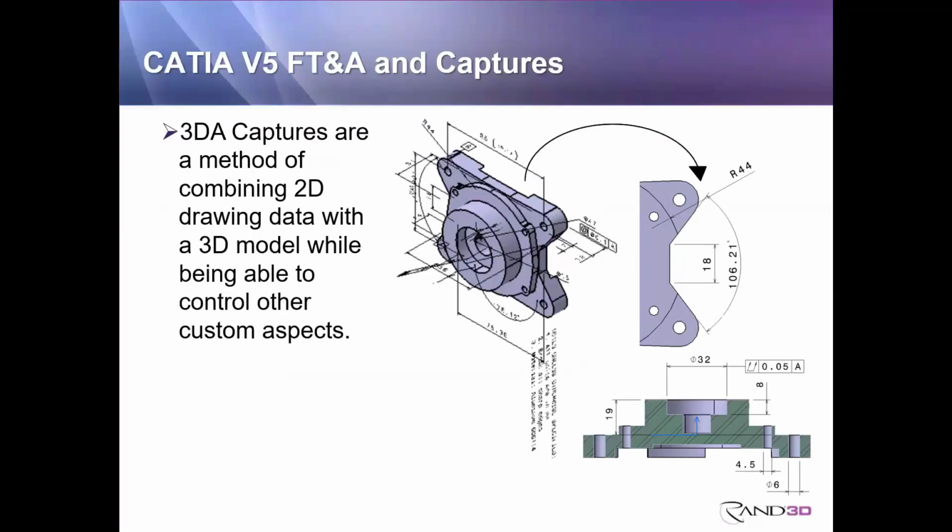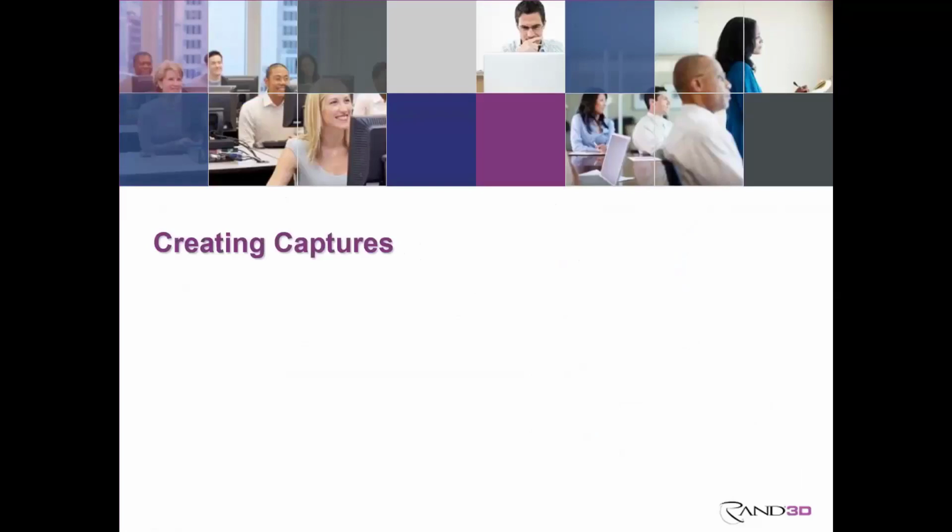So 3D captures are a method of combining that 2D data in with our 3D model while being able to control other custom aspects, camera viewpoint, whether or not you want things hatched or visible. So that's what we're going to be going over here inside of our webinar. And I have just a couple of screen captures to show you from the clutter. I can use those captures to quickly show me a detailed view of a certain area, or down at the bottom I have a cross-section cut.